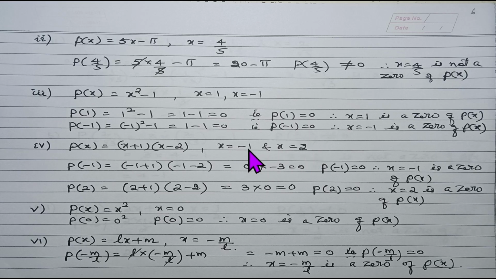Now to find out, put x is equal to minus 1 in the given polynomial. Then it becomes minus 1 plus 1 minus 1 minus 2, 0 into minus 3 is 0. Therefore P of minus 1 is the 0 of the polynomial. Now 2 minus 2 is 0. Again x is equal to 2 is also the 0 of the polynomial, and P of x is equal to x plus 1 into x minus 2.